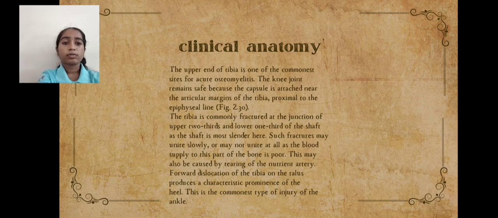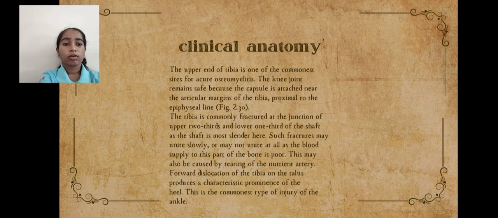As the shaft is most slender here, such a fracture may unite slowly, or may not unite at all. The blood supply to this part of the bone is poor. This may also be caused by tearing of the nutrient artery.